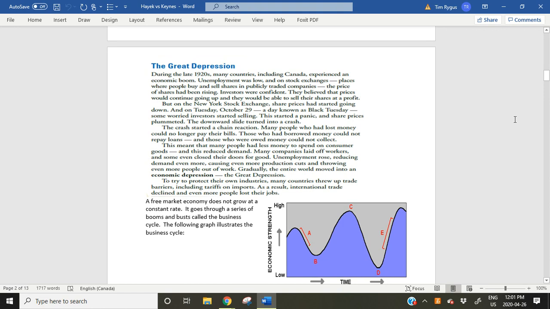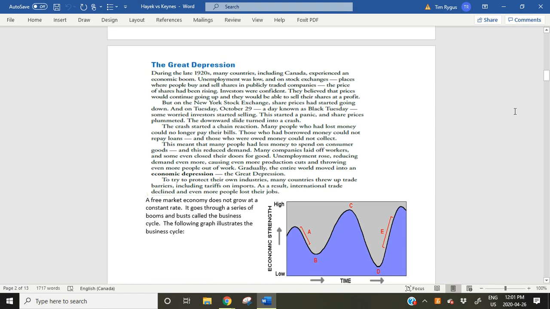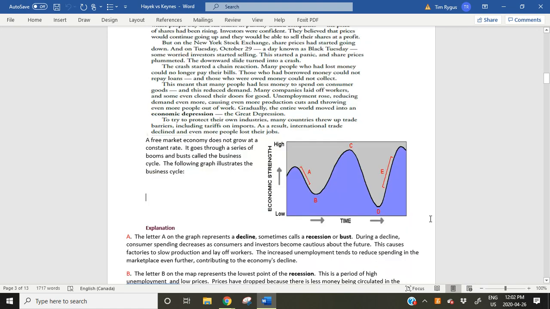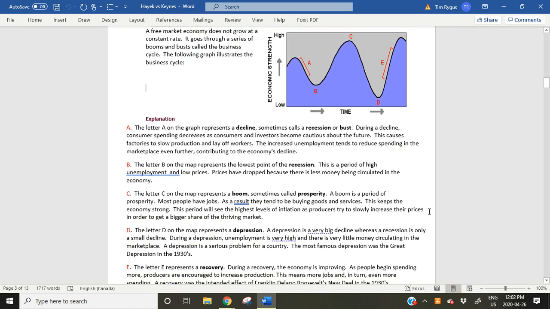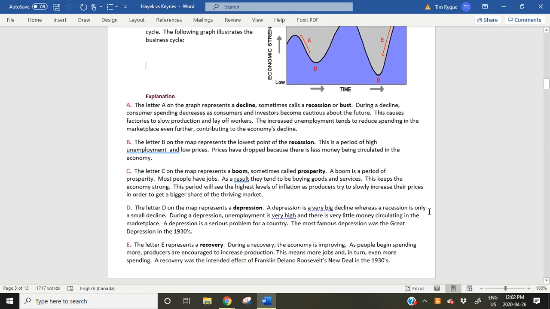This happens in a free market economy. It's not growing at a constant rate. It goes through a series of booms and busts. So this is a business cycle. What we're looking at on this graph is that economies grow and then they will shrink a bit. A smaller shrinking period would be called a recession. Then you have this period of prosperity with a peak. A really big drop with usually a long recovery would be a depression. I'm going to let you read through the explanation of this.